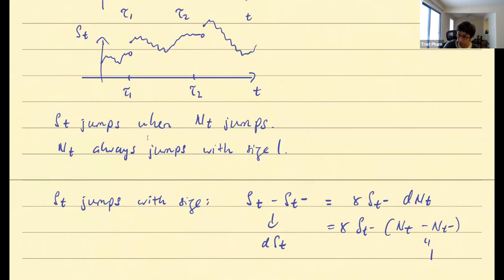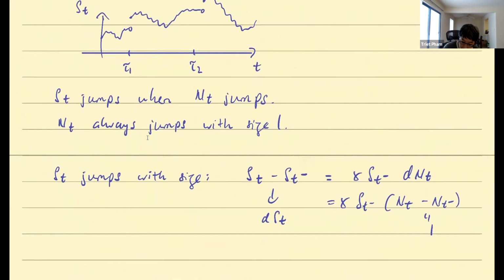Are we okay on this? So this right here is the jump size. And so the answer is the jump size is gamma times ST minus. Do you understand? And so you see why we need a gamma here. Because if we don't have the gamma, basically the jump size is as huge as the stock price.